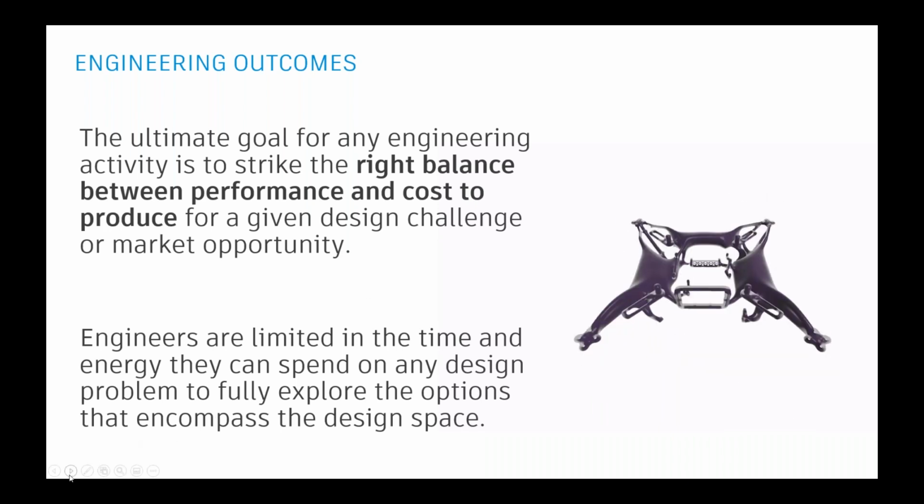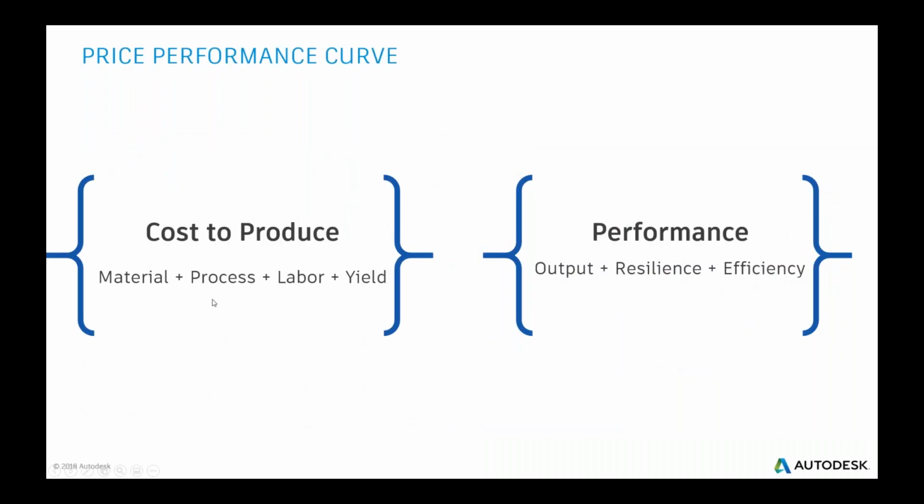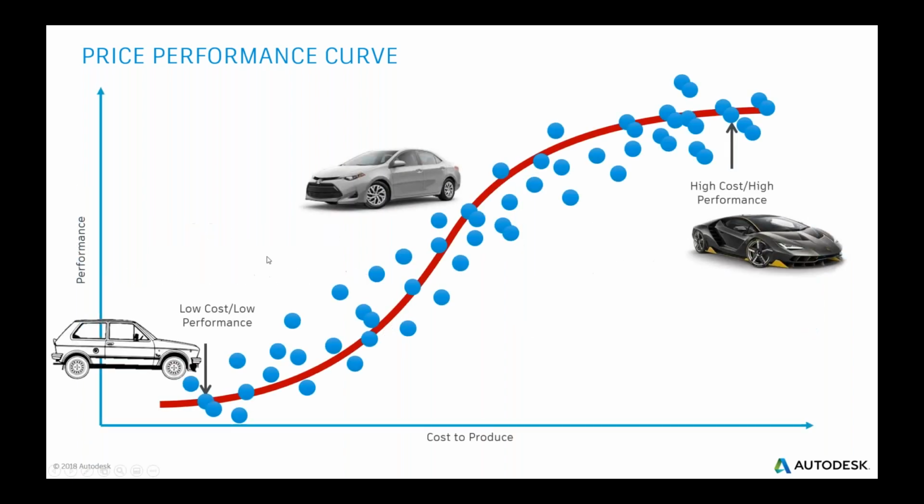All right, let's explore that just a little bit more. And we're going to do that with something called the price performance curve. And again, trying to strike the balance between cost to produce and the performance. We're first going to look at that again with something of a transportation analogy. So, if we take a look at something everybody understands, right? We can look at this in terms of cars. What is the performance of the vehicle? And what is its cost to produce?